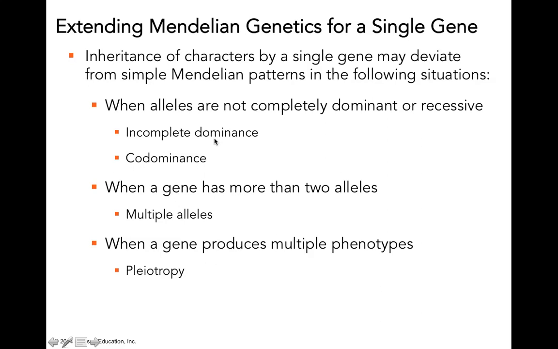So sometimes we see situations where we don't have this straightforward dominant recessive condition. We can have things like incomplete dominance or codominance. Sometimes we find that there are more than just two alleles for a particular gene. Or maybe we'll find that one gene may affect multiple aspects of phenotype. And we call that pleiotropy. So let's review each of these in turn.